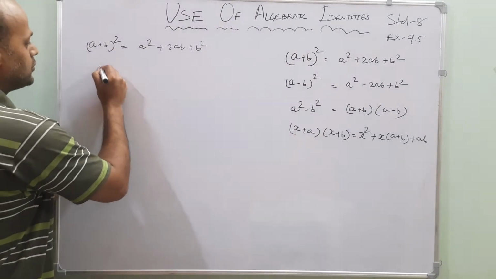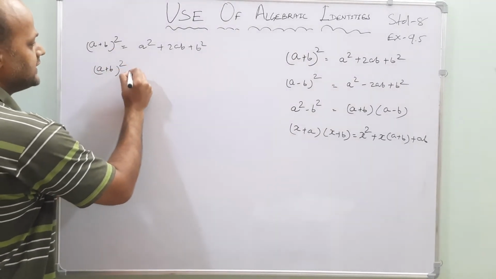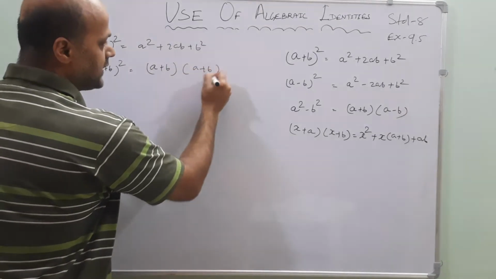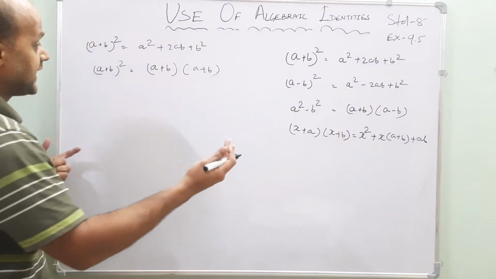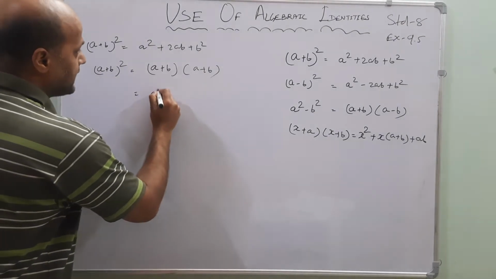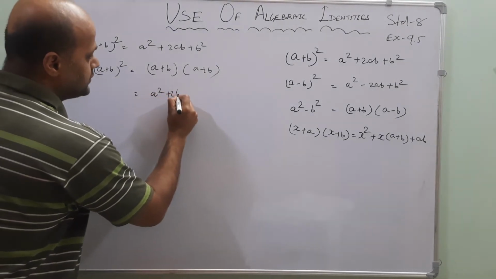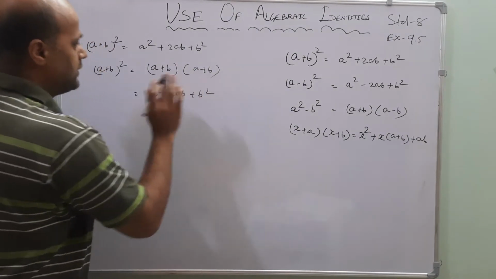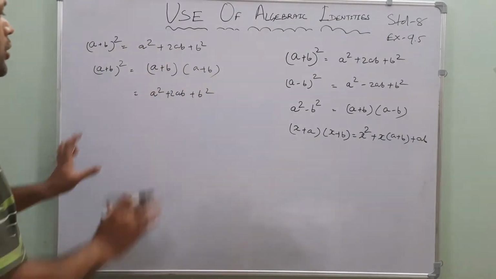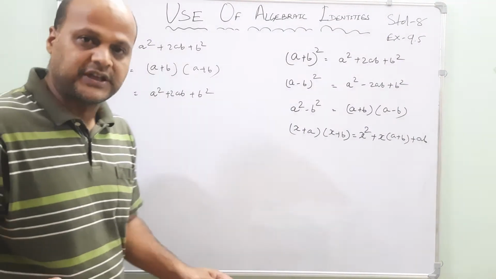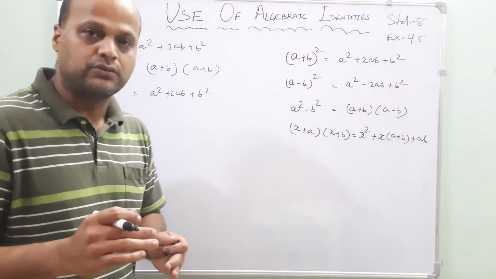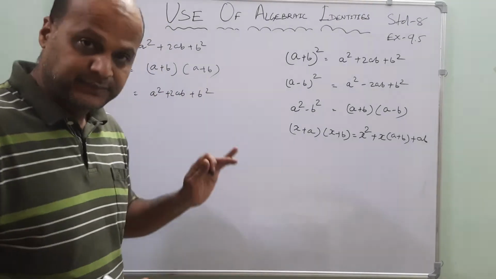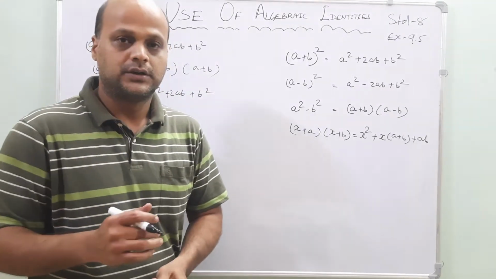A plus b whole square means what, my dear friends? It is a plus b into a plus b. Yes or no? I can write it like this, and again I will write a square plus 2ab plus b square. Remember this one. You can write like this or like this, no problem, because whenever you get the identity, in the first step it is there in this manner. Okay, let's go to your question.